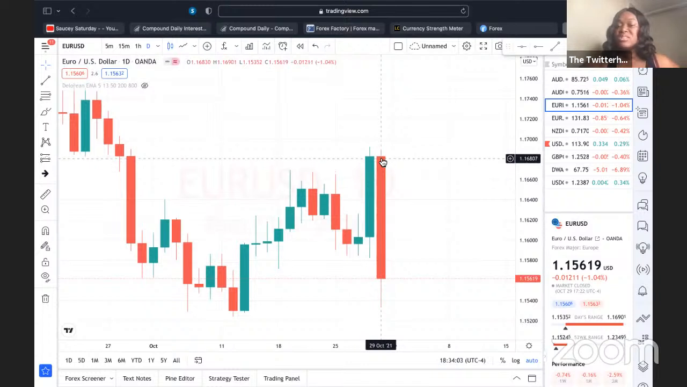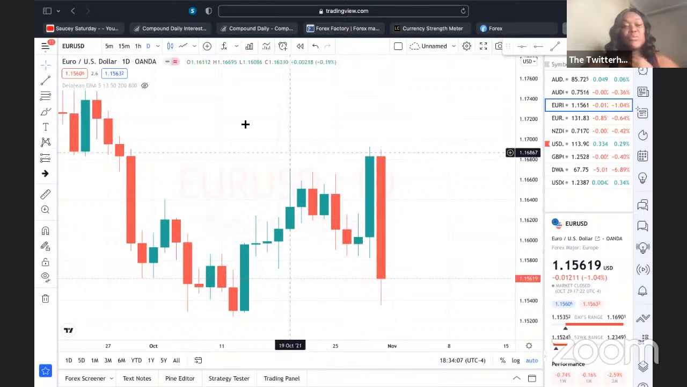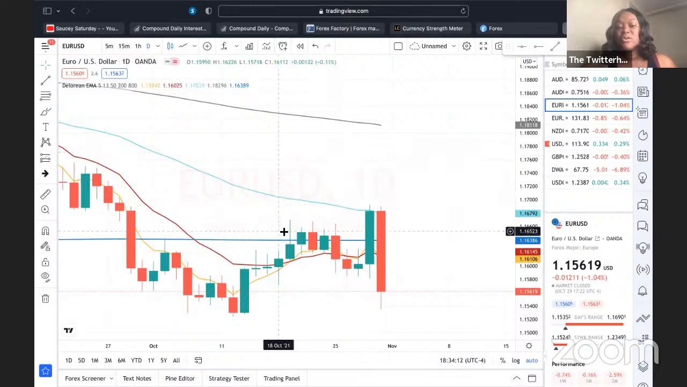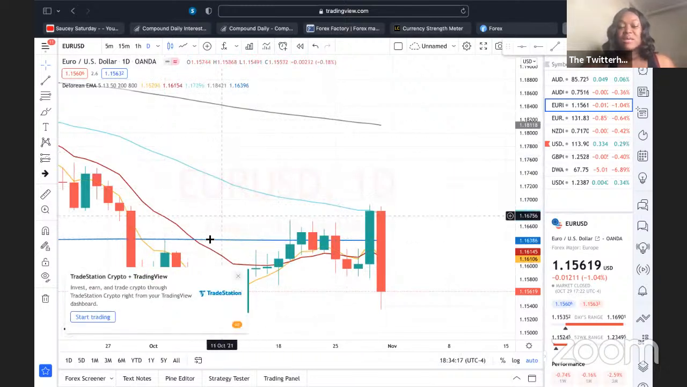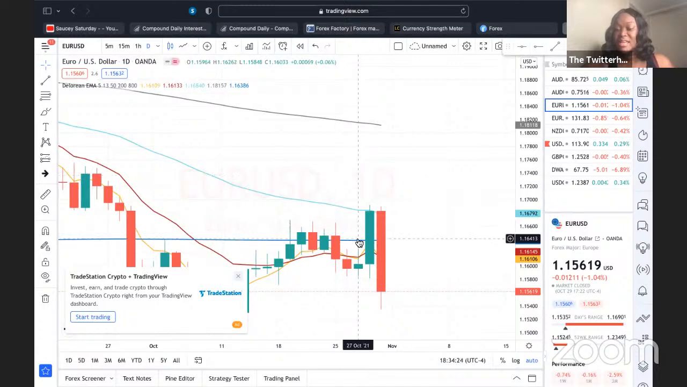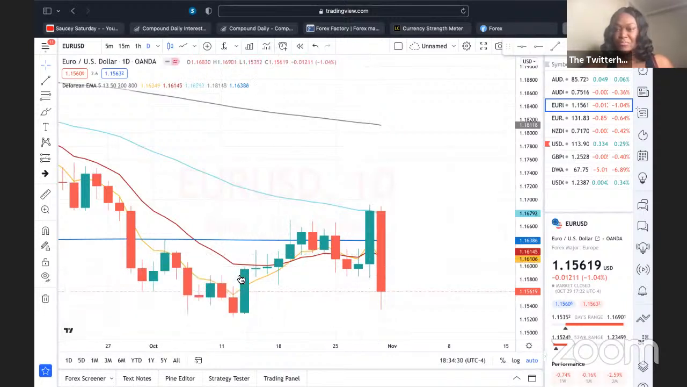So since the trend is for price to go down, when we put the Delorean EMAs on, we would be looking for the indicators, all these lines, to be above price. So when the indicators are above the candle, that means we're in a bearish trend, right? Okay, we're in a bearish trend.